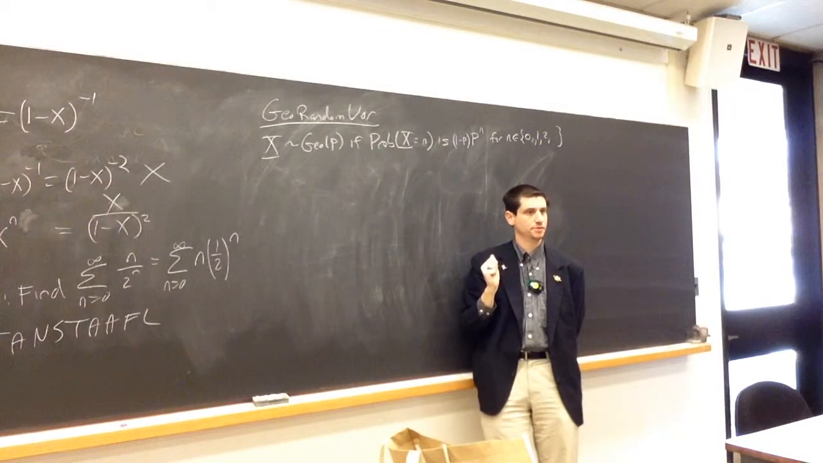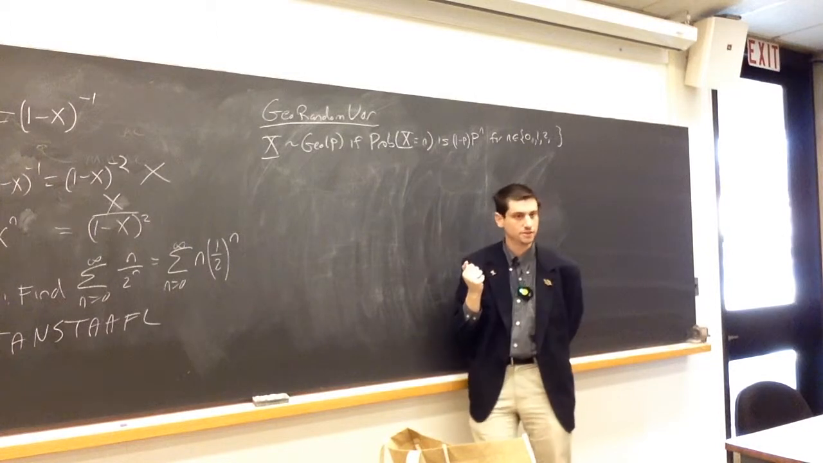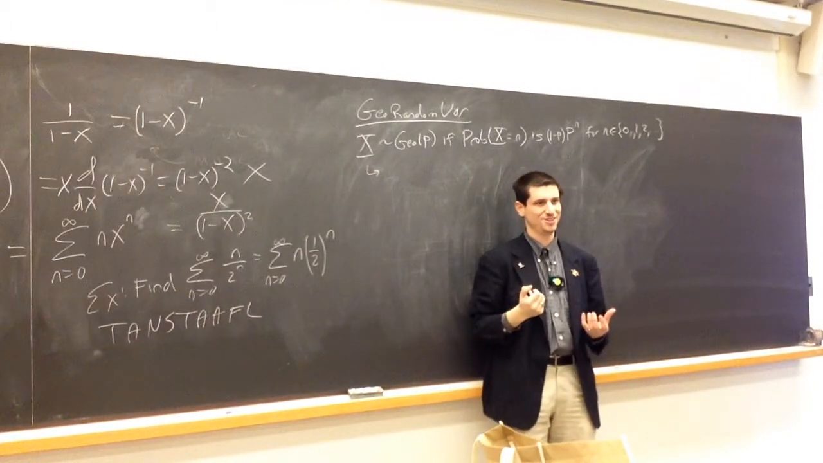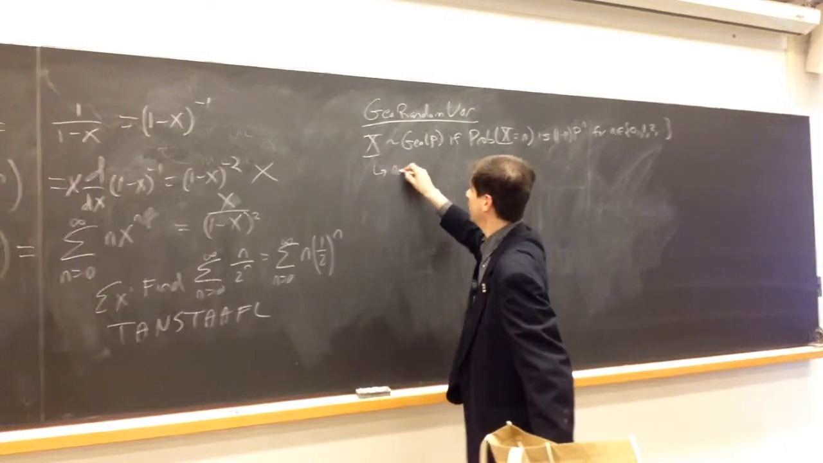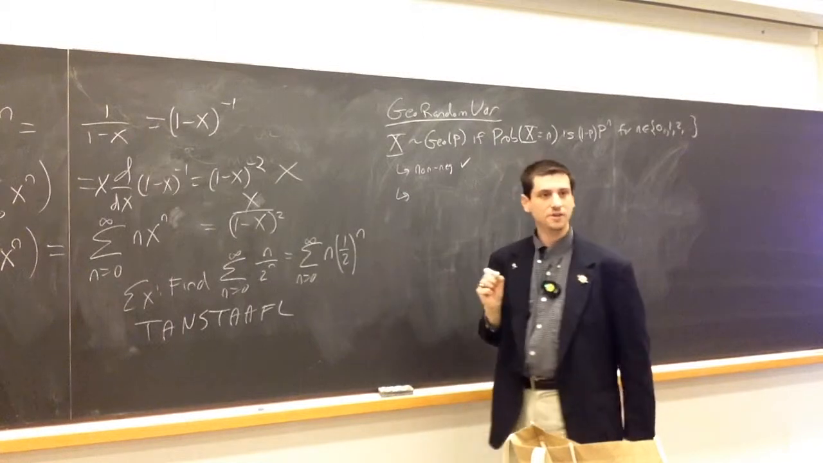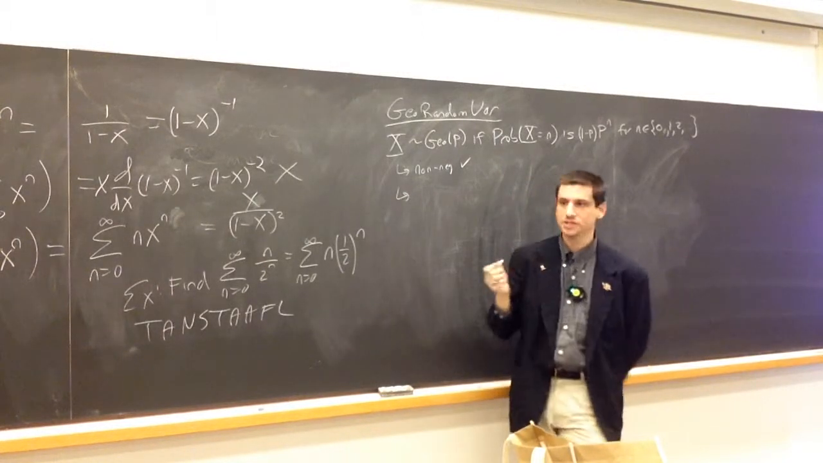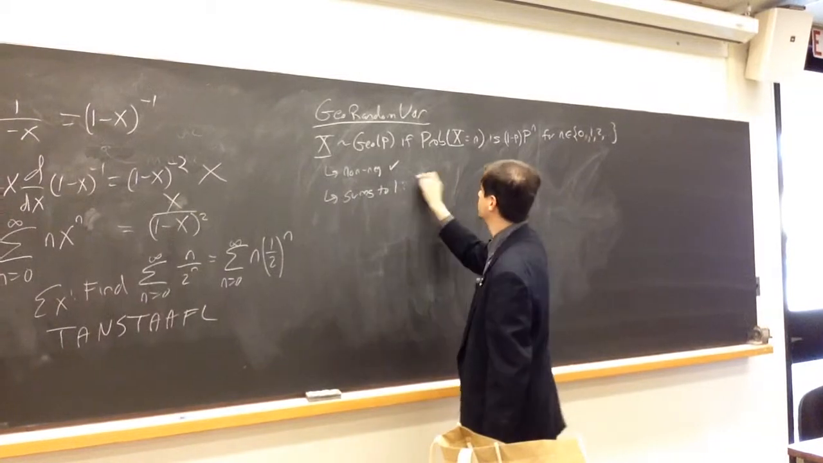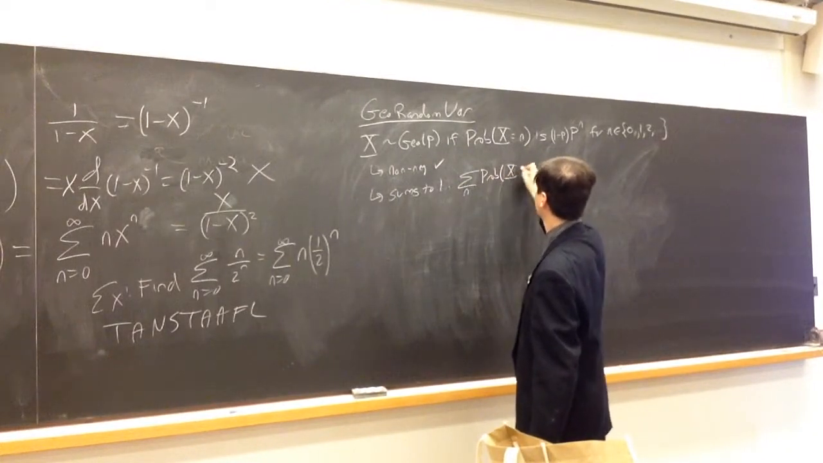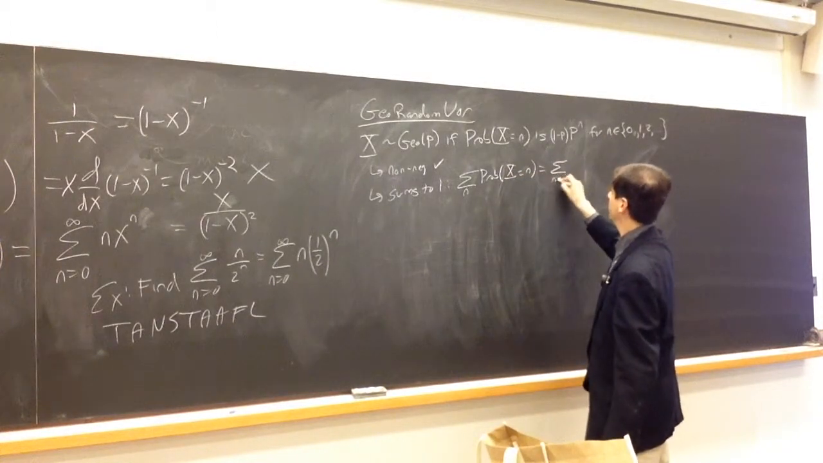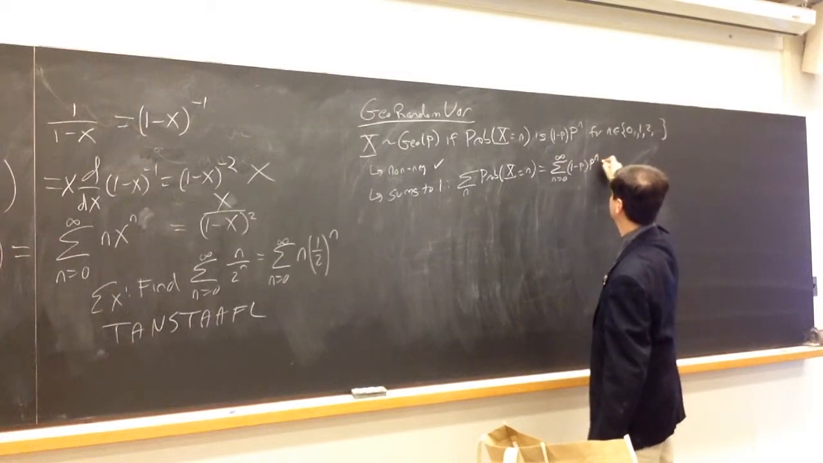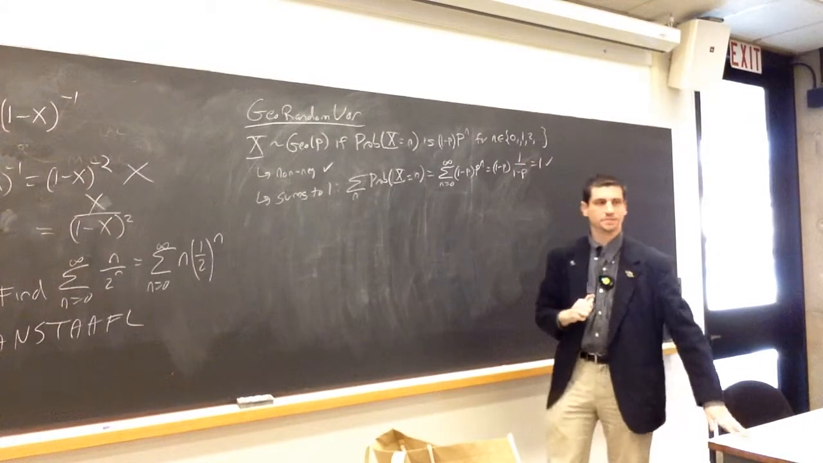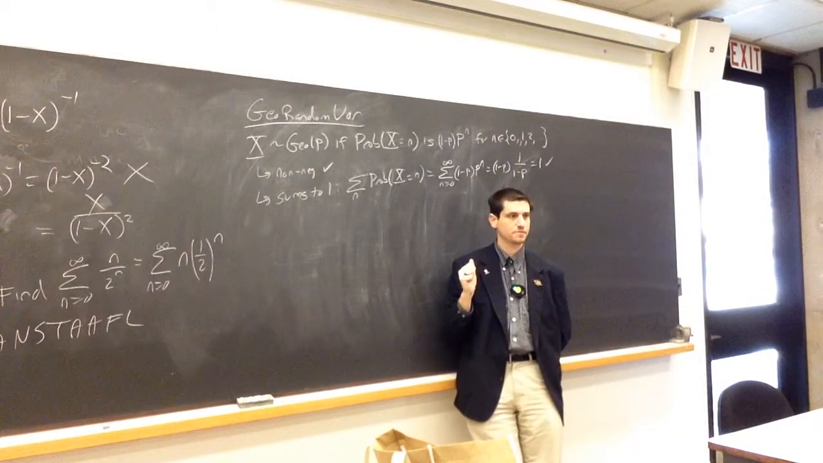Is this a probability distribution? What two conditions do we have to check? Non-negative. Right, so it's non-negative. And the other one? It sums to 1. And in fact, that's probably why I put the 1 minus p there. So if I now sum over n of the probability x equals n, I get the sum, n goes from 0 to infinity, of 1 minus p times p to the n. The sum of p to the n is just 1 over 1 minus p, so it's 1. So this is a random variable.